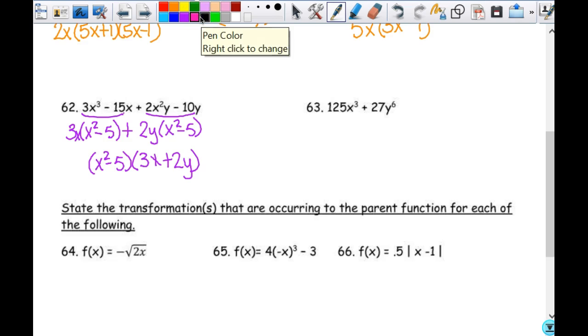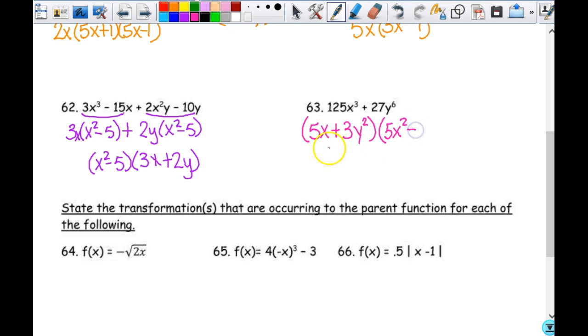Okay, so here's another special case. I've got a sum of 2 cubes. Cube root of 125 is 5. Cube root of x cubed is x. Plus cube root of 27 is 3. Cube root of y to the 6th is y squared. So there's that. Then what I'm left with is this squared, so 5x squared minus 2 multiplied together, so 15xy squared plus this part squared, which is 9y to the 4th.